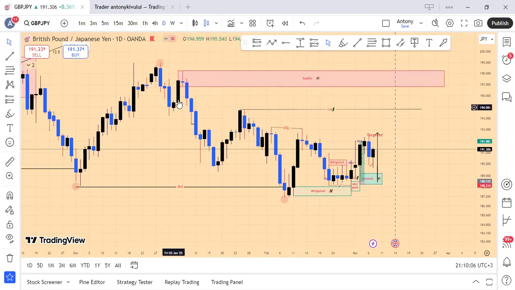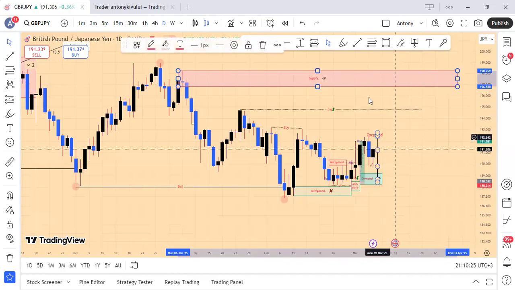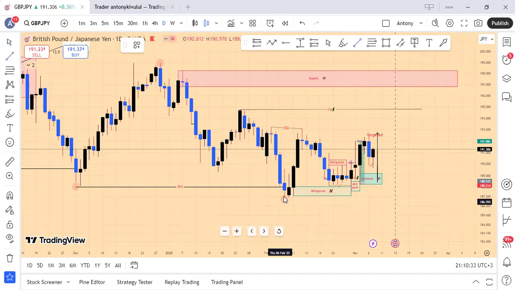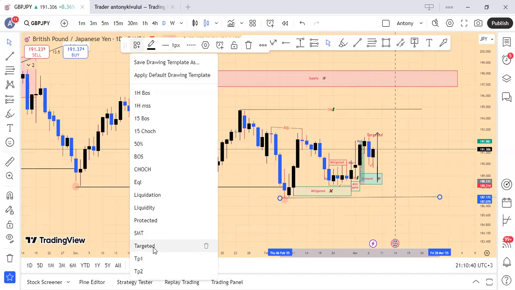Remember, why did I mark this supply zone? Because you can see here, the buyers were trying to get in the market, but the sellers took control from the buyers, leading to a formation of a fair value gap. There is a gap in between. So this is my valid supply zone. So I'm anticipating that the price has to come back to my supply zone before going down to break this low here.